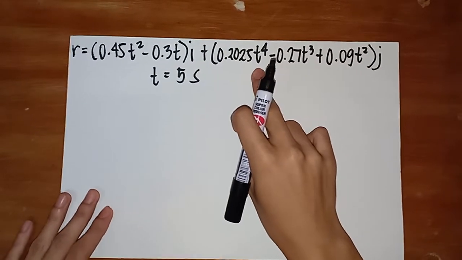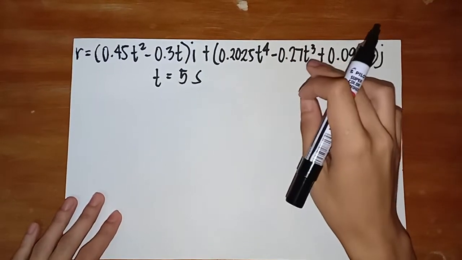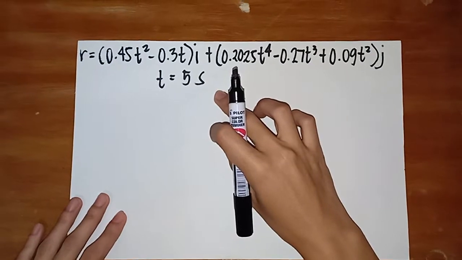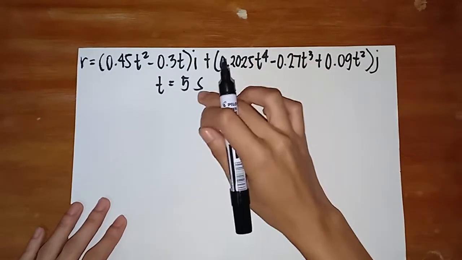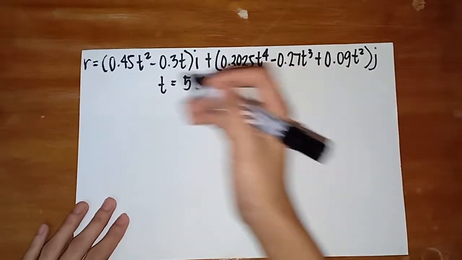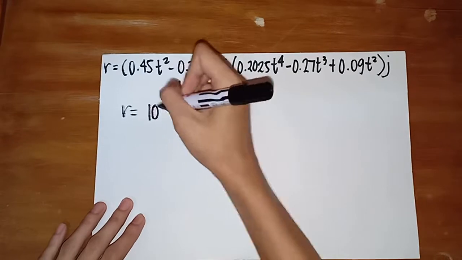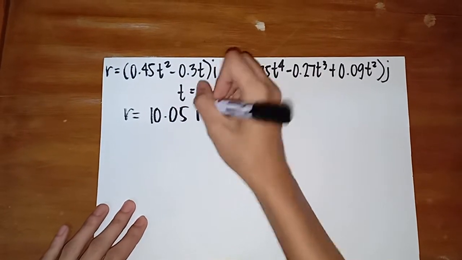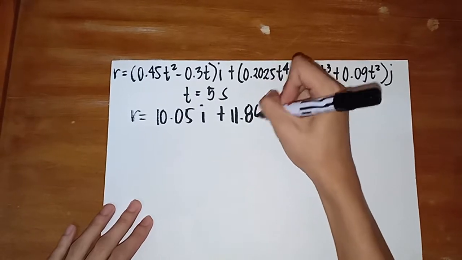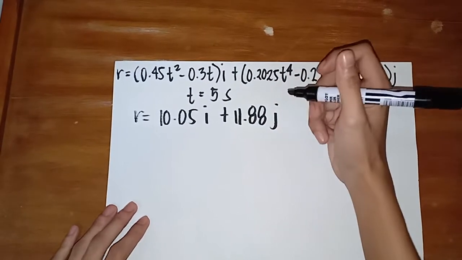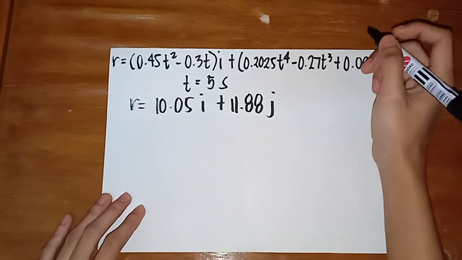Sabi doon kasi, ano yung magiging position ng runner within 5 seconds. So, basically, i-substitute natin yung 5 seconds dito sa equation na to. At makakakuha tayo ng sagot na r is equal to 10.05i plus 11.88j. So, ito yung vector. Pero ang hinahanap doon is yung magnitude ng position.